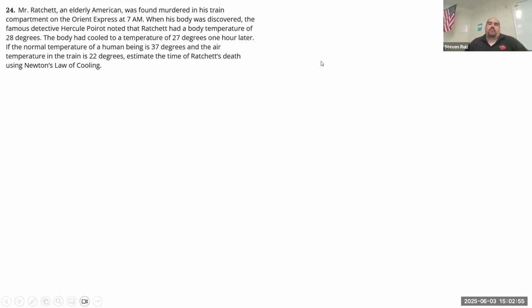All right. Mr. Ratchet, an elderly American, was found murdered in his train compartment on the Orient Express at 7 a.m. When his body was discovered, the famous detective Hercule Poirot noted that Ratchet had a body temperature of 28 degrees. The body had cooled to a temperature of 27 degrees 1 hour later. If the normal temperature of a human being is 37 degrees and the air temperature on the train is 22 degrees, estimate the time of Ratchet's death using Newton's law of cooling.